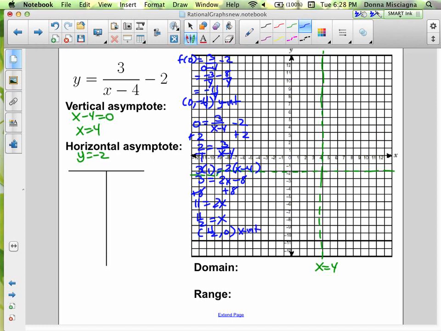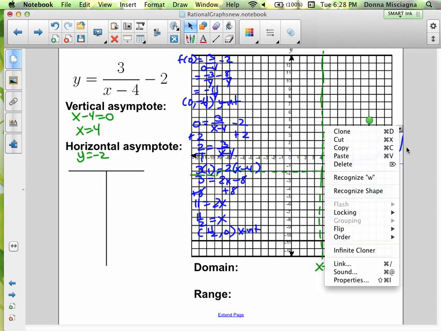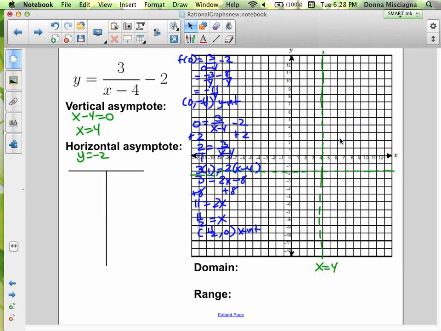Hopefully I don't need that portion of the graph anymore. So y-intercept, why did I even try? That was supposed to be a box. No, go away. We'll get rid of you. There we go. Okay, we're done with that part of the problem.